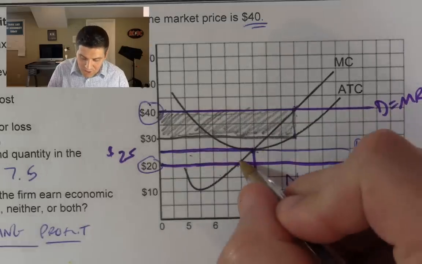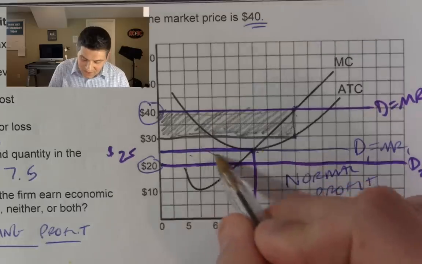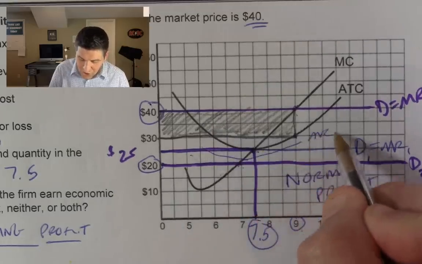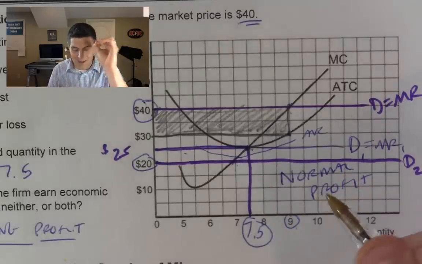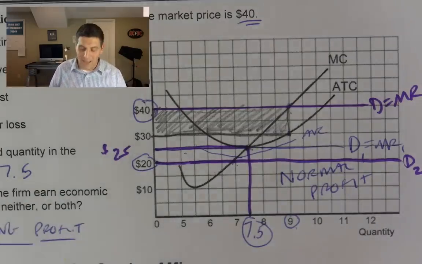To minimize the loss, you produce where MR equals MC, and they'll produce right here. If the AVC is up here, though, let's say that's the AVC, they should shut down and produce zilch, nada. That means they should tell everyone, just go home. Maybe we'll start producing in a week. But right now, it makes more sense for us to take our fixed costs as a loss.